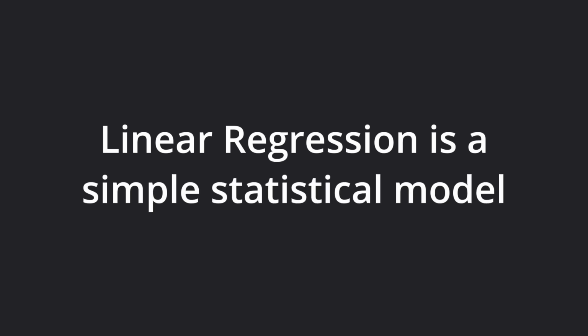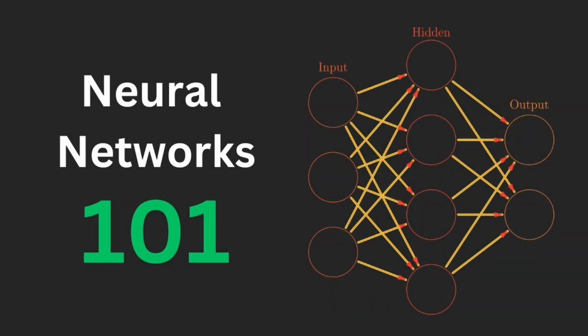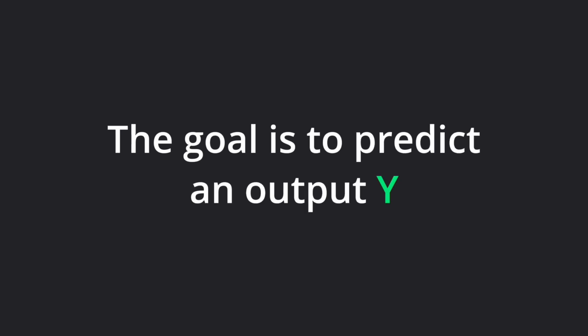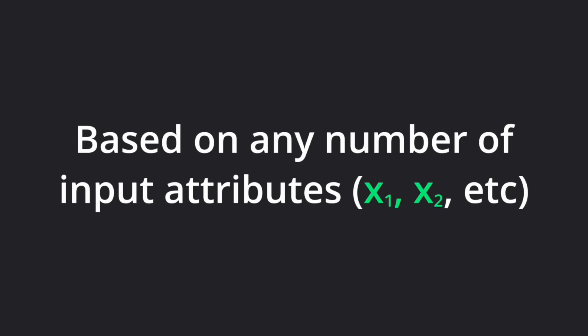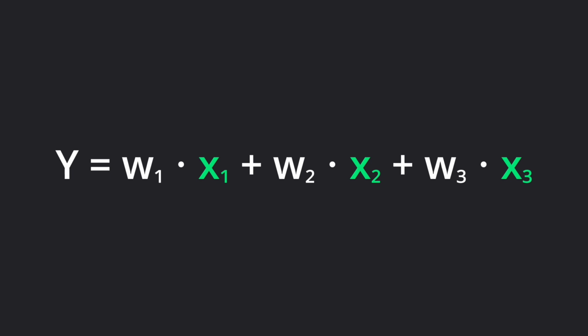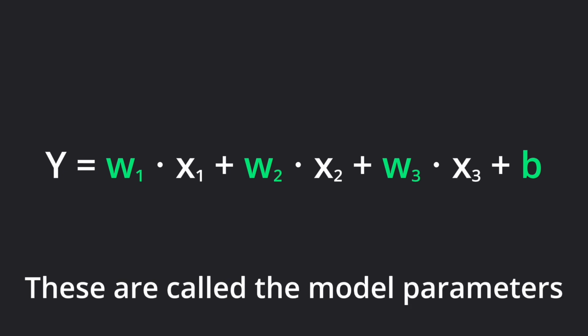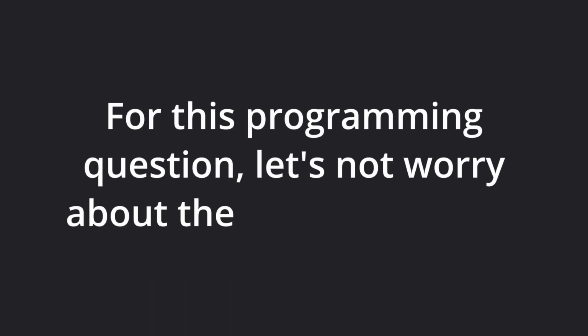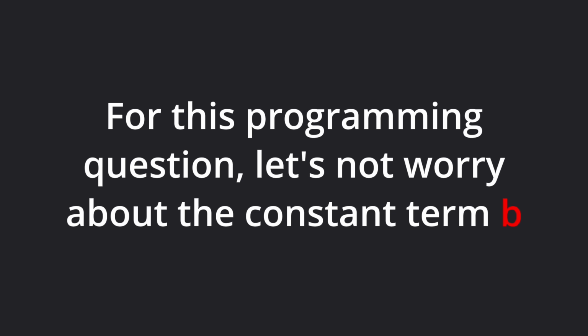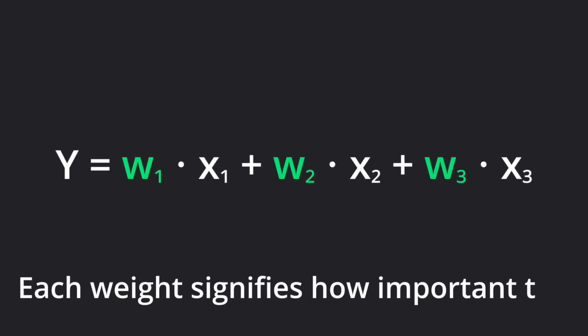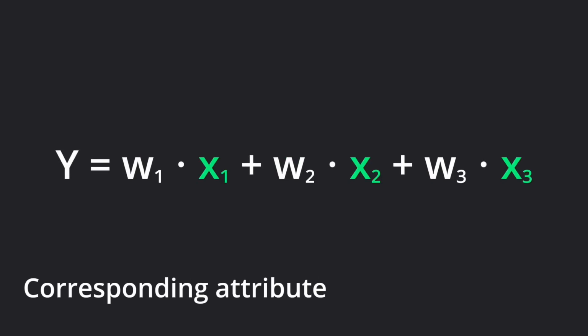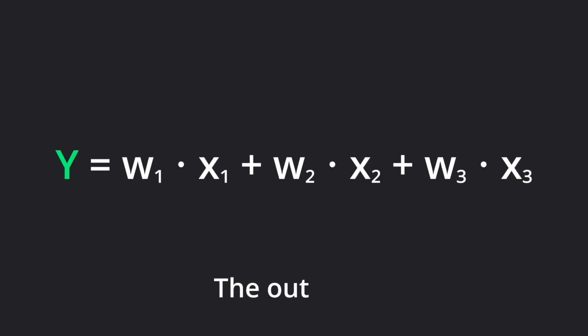Linear regression is a simple statistical model that ends up being the foundation of neural networks. The goal is to predict an output y based on any number of input attributes. For each input attribute, we have a weight, symbolized by w, and we sometimes add a constant term b. These are called the model parameters. For this programming question, let's not worry about the constant term b. Each weight signifies how important the corresponding attribute is for determining the output y.